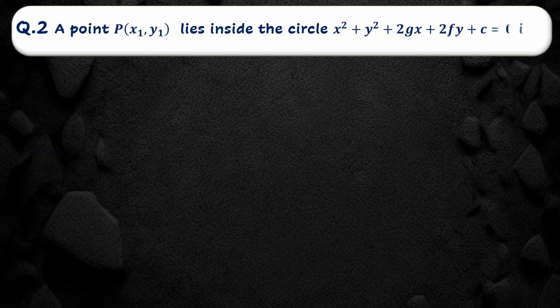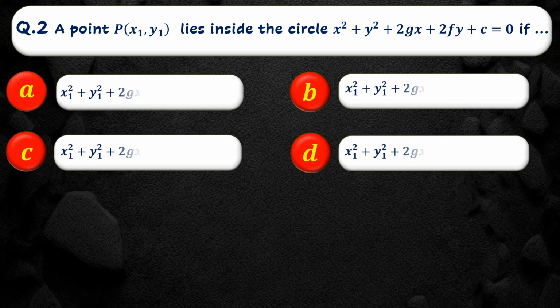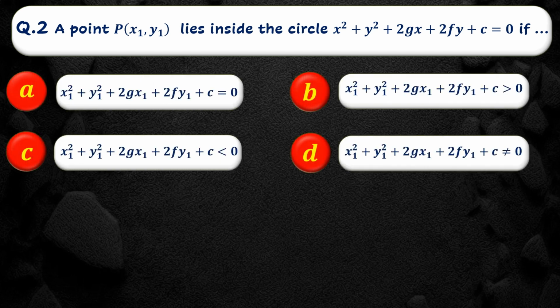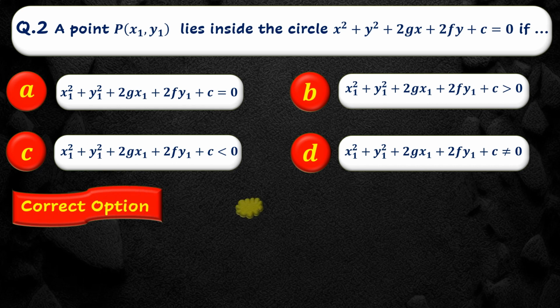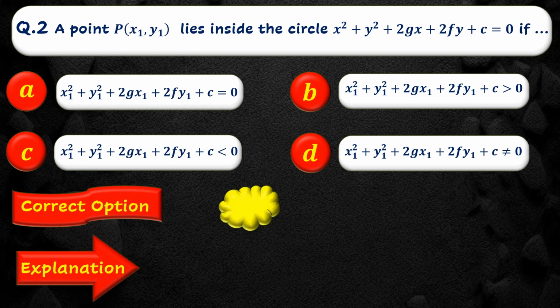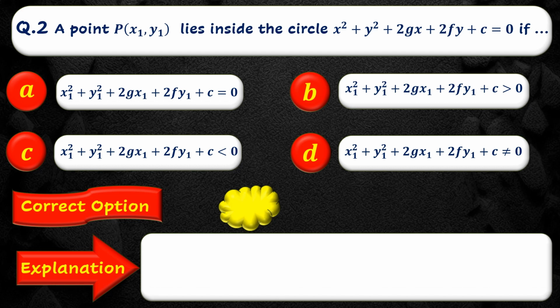Question number 2. A point P x1 y1 lies inside the circle x square plus y square plus 2gx plus 2fy plus c is equal to 0 if, and the options are. Let's find out which one is the correct option. But before that, we explain it. Given circle is this, and the given point is P x1, y1. The center and radius of this circle are.